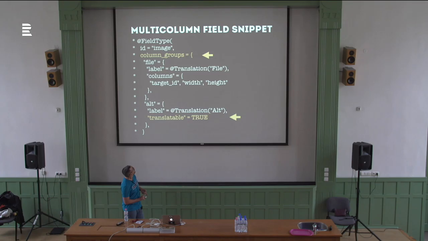And you can define the field, which will be composed by the target ID, width and height columns. And then you have the alternative text, and you can say that this alternative text will be translatable by default. So what you do here is that in the content language settings, when you have an image field, you can actually configure if you want to translate the file or not, if you want to translate the alternative text or not, or the title or not. So you don't really translate the full field, but some parts of it.